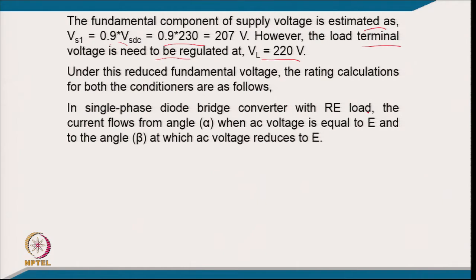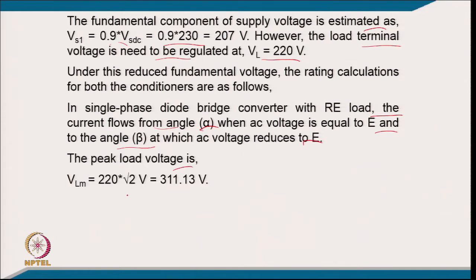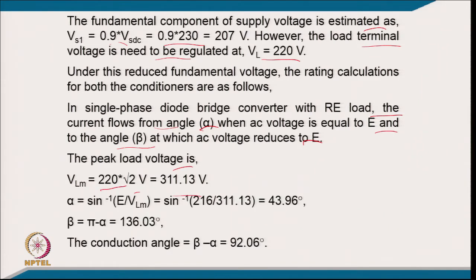In a single phase diode bridge converter with an RE load, the current flows from angle alpha, when the AC voltage equals E, to the angle beta, at which the AC voltage reduces to E. The peak voltage is the RMS multiplied by root 2, because it is a sine wave. So, it comes to 311.13 volt, and alpha, if we calculate by putting in the values, comes to 43.696 degrees, and beta, at which the current quenches, comes to 136 point something, and the conduction period beta minus alpha is 92.06 degrees. So, the diodes are conducting only 92.06 degrees in place of 180 degrees.